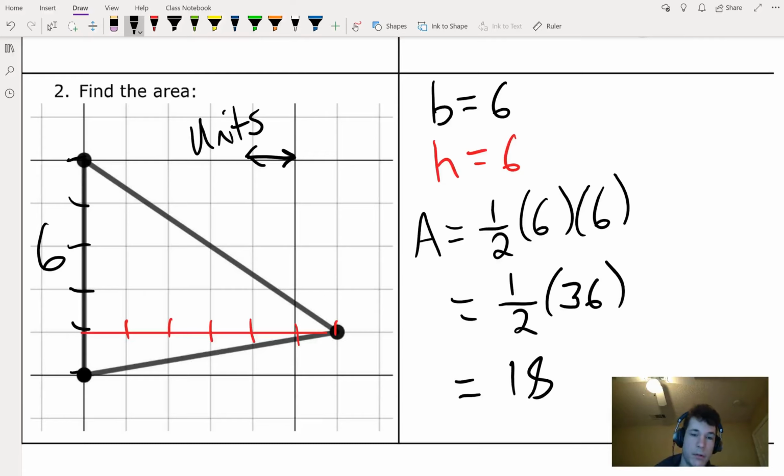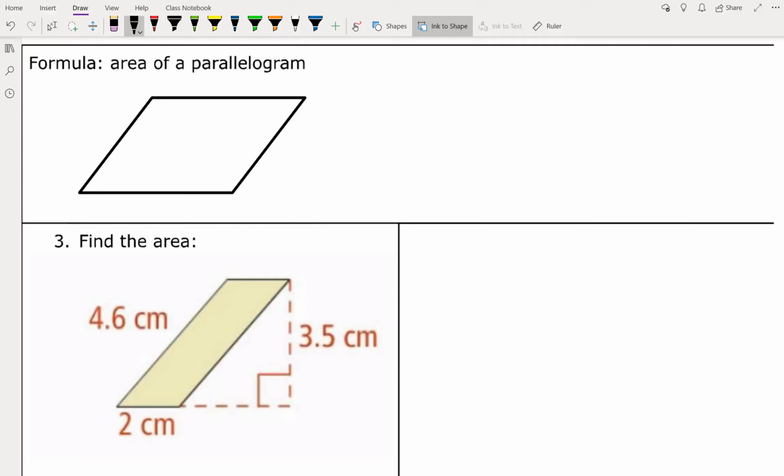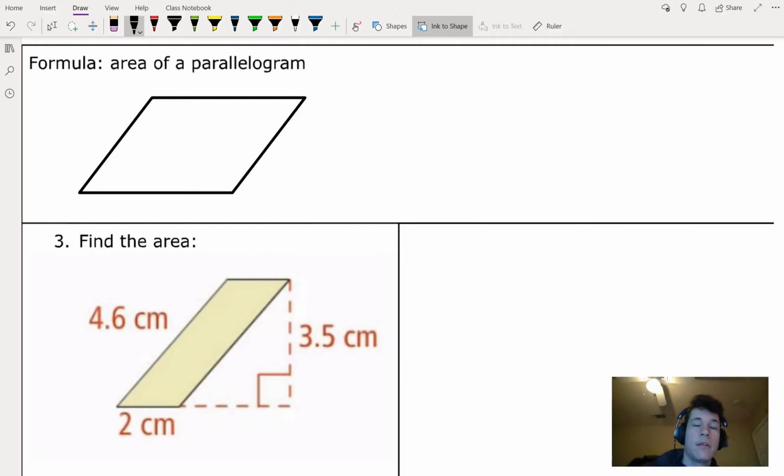18. Okay, so that's triangles. Next thing we're going to move on to is parallelograms. Let's see, we're going to need the same 2 pieces of information for parallelograms. We need to know the length of the base and the height.